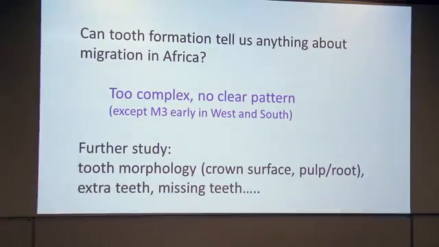So our conclusions are that tooth formation can't really tell us much about the migration patterns in Africa because it's too complex at the moment, except for the early forming third molar in the west and south groups. And further study may throw light on the topic by looking at the tooth shape, the surface of the tooth, as well as from radiographs the pulp and the root shape. Some groups have extra teeth, some groups have missing teeth, and the growth of the jaws and face are also important. So the message is that teeth are really stable and don't seem to change.